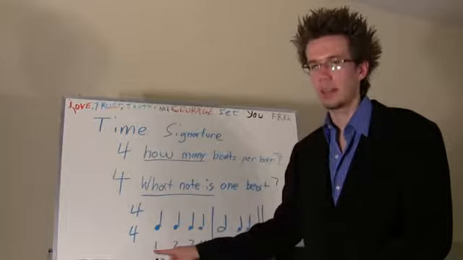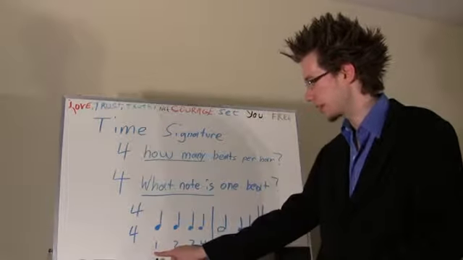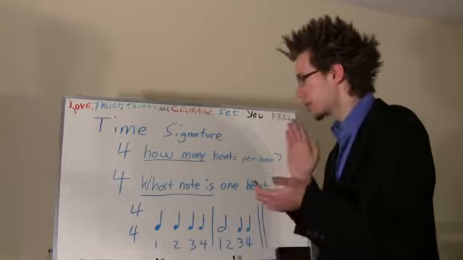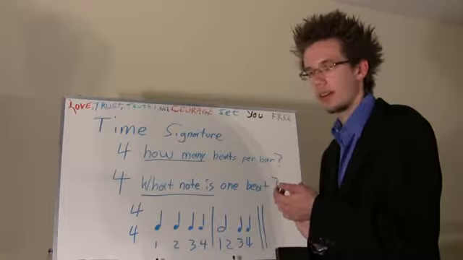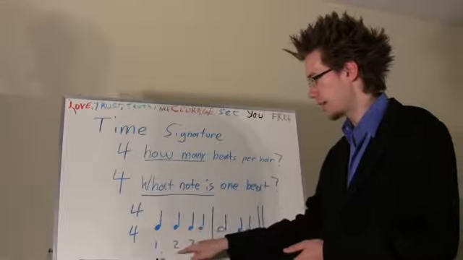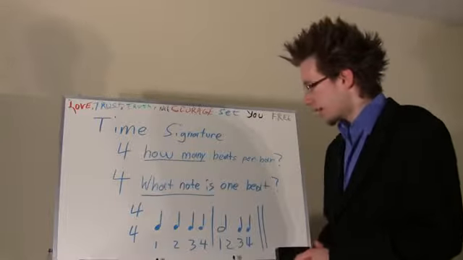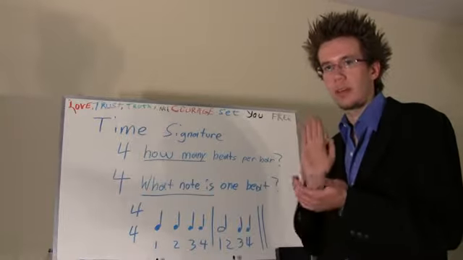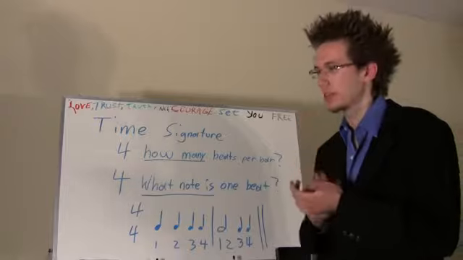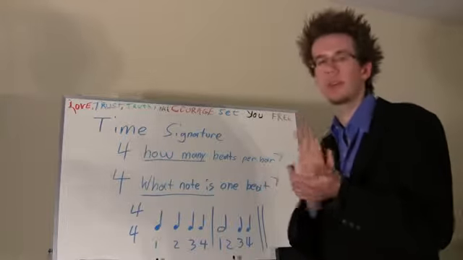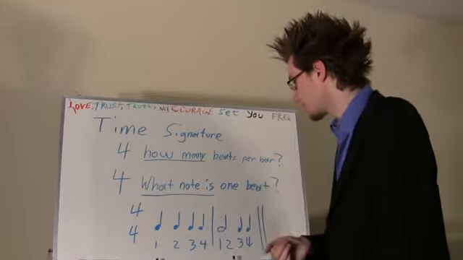So how I would clap this would be like this. I would go 1, 2, 3, 4. The claps happen on the notes. And I'm counting out steadily. So that's the first bar. I go 1, 2, 3, 4. 1, 2, 3, 4. 1, 2, 3, 4. So you can try that as well.